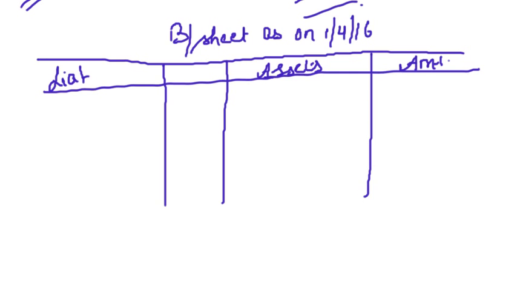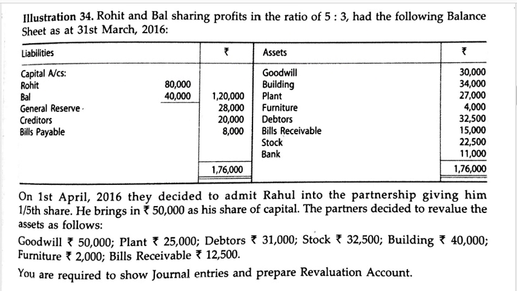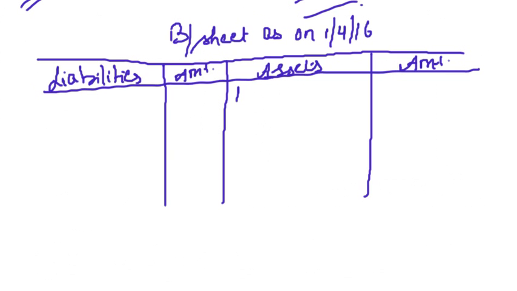Here we have liabilities and amount. Clear? See, goodwill. Will the goodwill appear in the books? No sir, we have written off the goodwill. We will not show this goodwill in the books. Cancel. Building, yes sir, we will show building in the books. At which value? At the revised value of 40,000. So I will say building at 40,000.